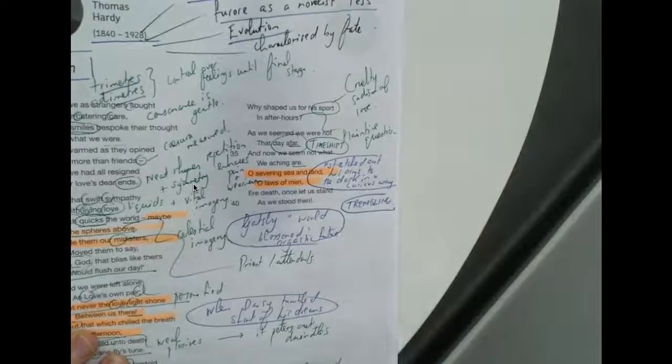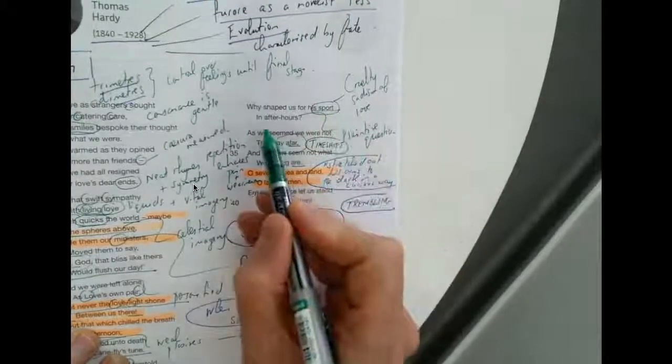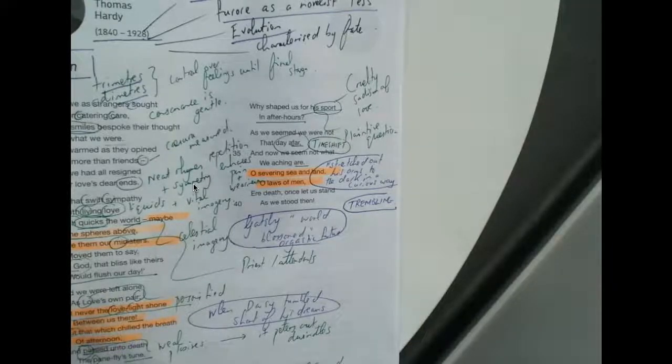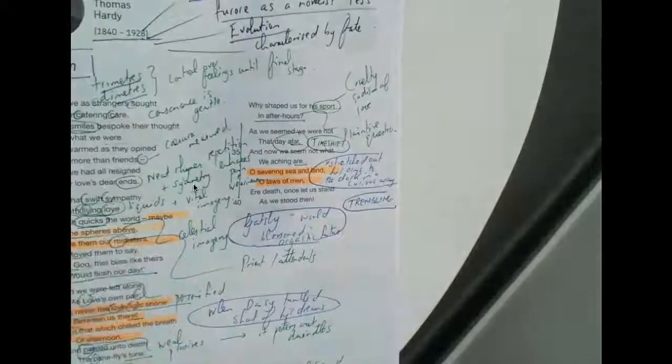"Why shaped us for his sport," he asks, in "After Hours." Here again, sport is a very interesting verb, isn't it? It's an old use of the term sport, a verb, which is the idea that love kind of plays with you. So here love becomes a sadist, characterized by cruelty. And to be honest with you, this is a kind of characterization of love that we often see. Do you remember Cupid shoots people with arrows? Sometimes just for fun, doesn't he? And now we get the darkest of all the stanzas, all right?